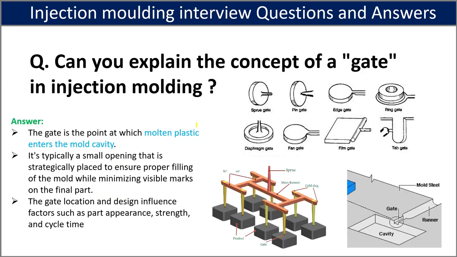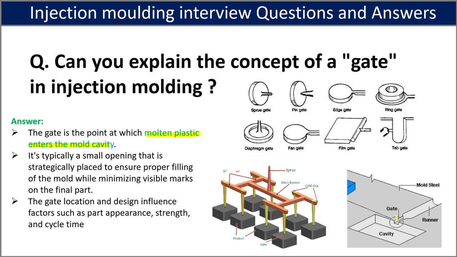The next question is, can you explain the concept of a gate in injection molding? The gate is the point at which the molten plastic enters the mold cavity. It is the connection between the cavity and the runner. From the runner the molten plastic comes, and with the help of the gate it enters into the cavity.